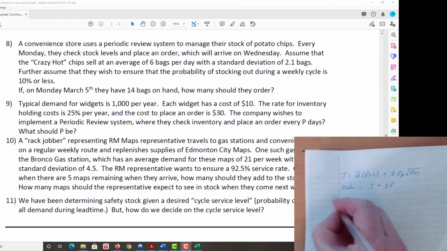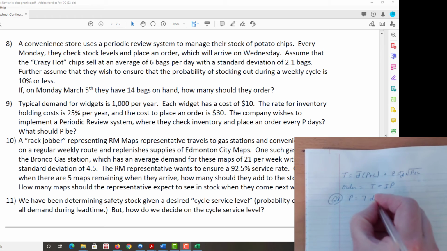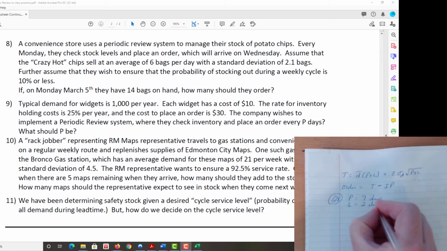All right, there's our first piece of information. Every Monday means that the period is 7 days, right? That's every Monday. Lead time is 2 days because we check it on Monday, order Monday, get it on Wednesday. Crazy cooperatives sell an average of 6 bags per day.